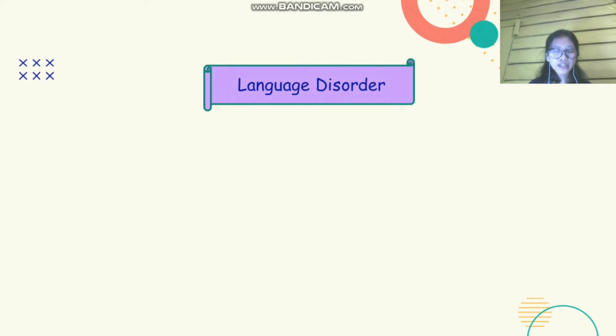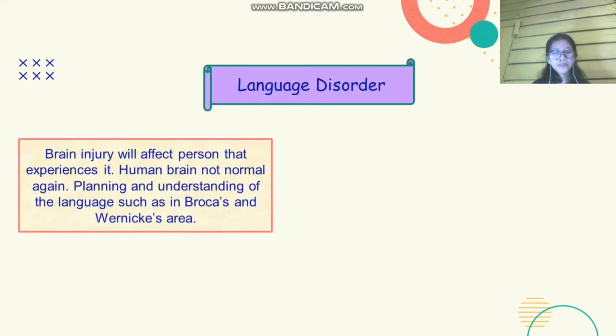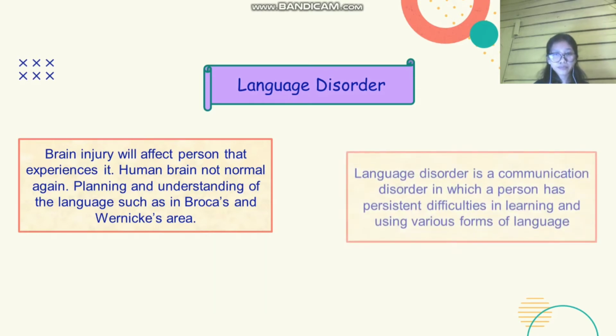Next, language disorder. The brain is a priceless gift from God to mankind because this is where the human mind lies, which distinguishes humans and animals. Brain injury will affect the person that experiences it. A human brain that is injured might not be representative of a normal human brain. Studies that have been made by members of neurology involve the planning and understanding of language, such as Broca's and Wernicke's area.